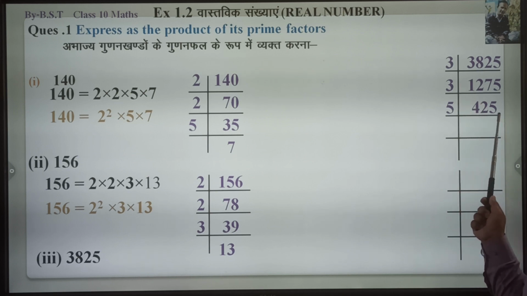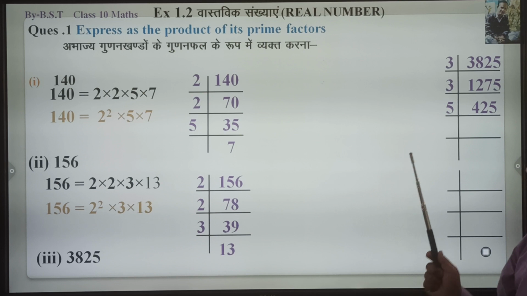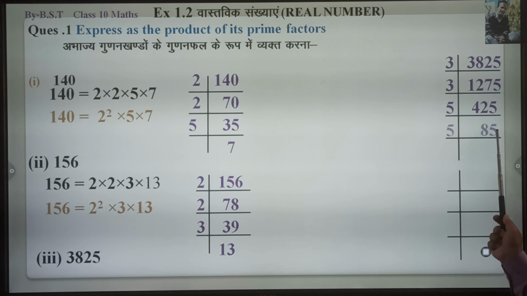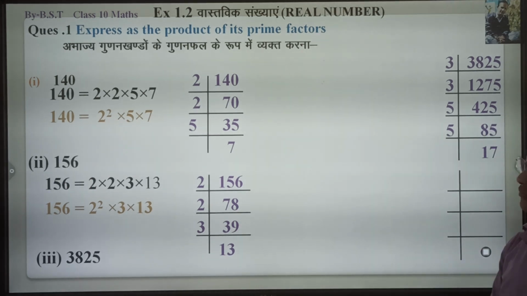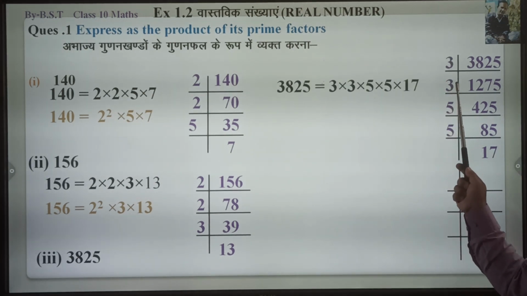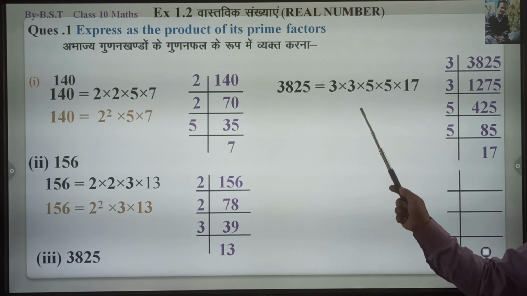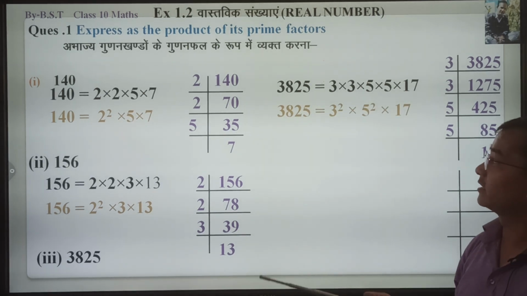If in the ones place there is 0 or 5, the whole number is divisible by 5. So follow this rule, then divide by 5. 5 8s are 40, 5 5s are 25. Again there is 5, 5 1s are 5 and 5 7s are 35. It means 17. We know 17 is also a prime number, so the prime factorization of 3825 is 3 into 3 into 5 into 5 into 17. Now this can be written in exponential form as 3 की power 2 into 5 की power 2 into 17. These are the prime factors of 3825.